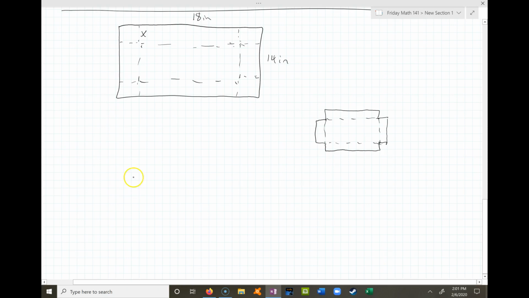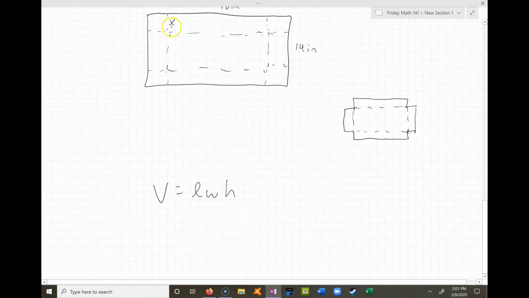So the question is, can you write a formula for volume? Well, we know the volume of a box is length times width times height. But they want us to write an equation for volume in terms of x, where x is the distance I'm cutting in these corners. And they did say the corners are supposed to be squares, so I would cut in the same distance on this side as I do on that side.